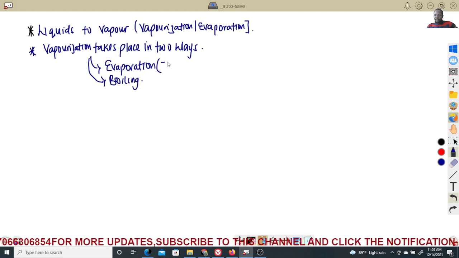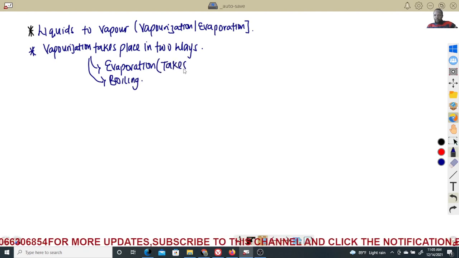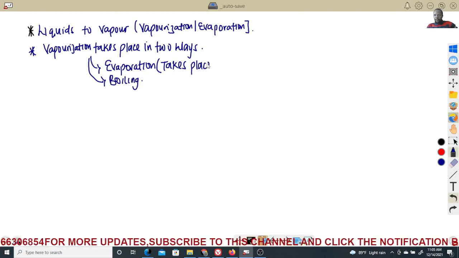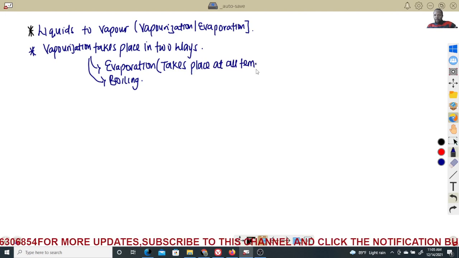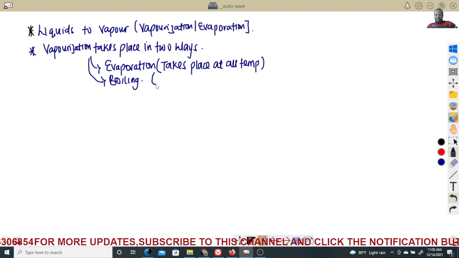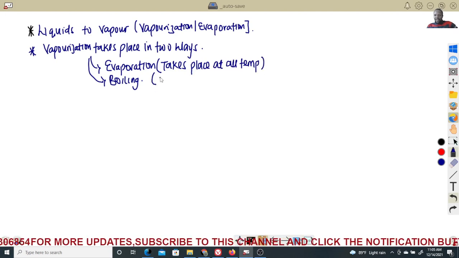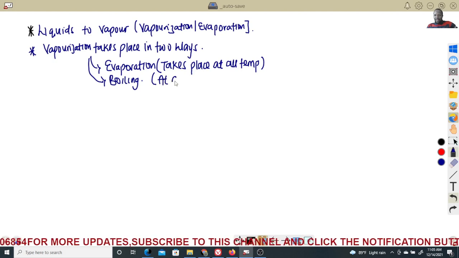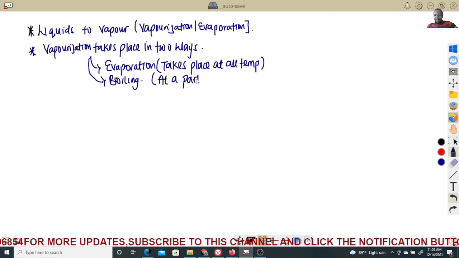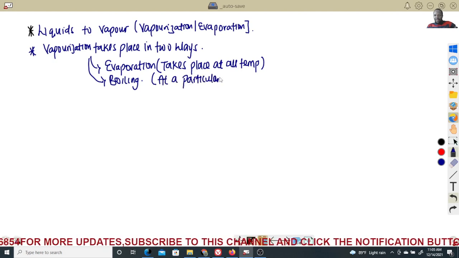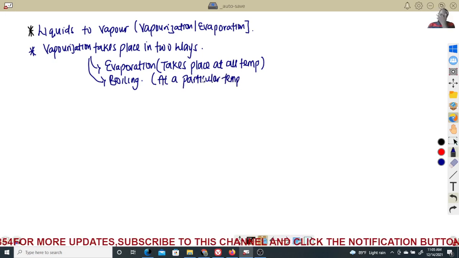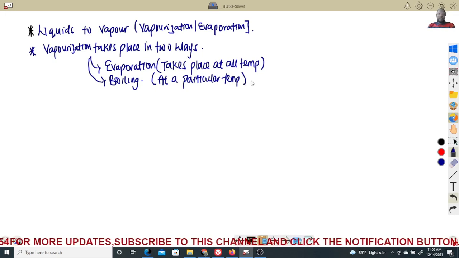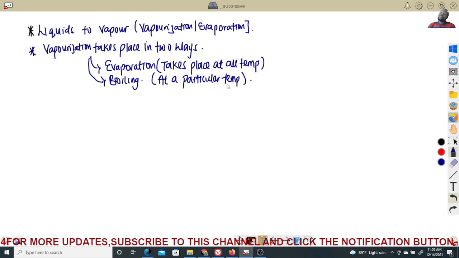Evaporation, which we say takes place at all temperatures, and boiling, which we say takes place at a particular temperature. Say the maximum temperature of evaporation is equal to boiling. That is the way the teacher will have told you in your junior classes.